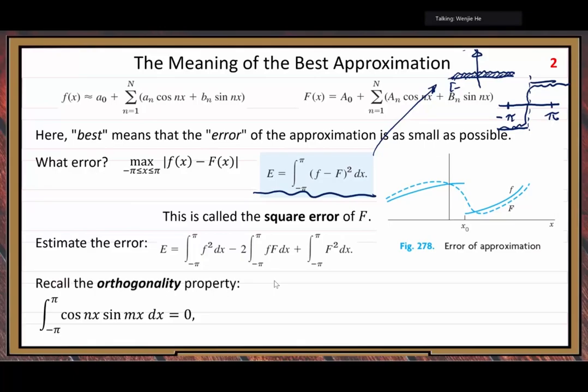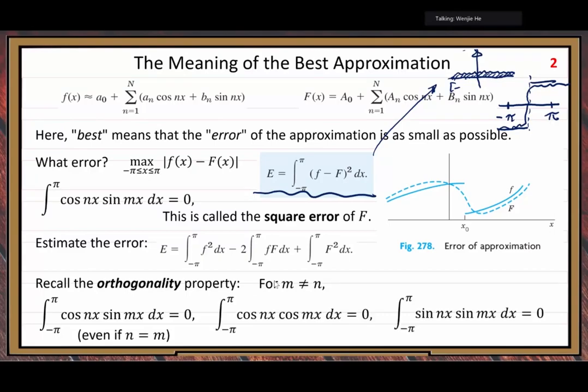Here we need to use the orthogonality property. So these are the orthogonality formulas, right? We want to use these orthogonality formulas to simplify this error expression. With orthogonality, a lot of terms are zero, especially the cross terms. When you do multiplication, there are many cross terms, all zero.